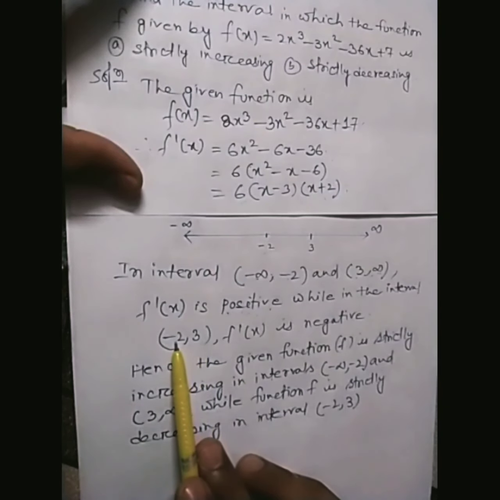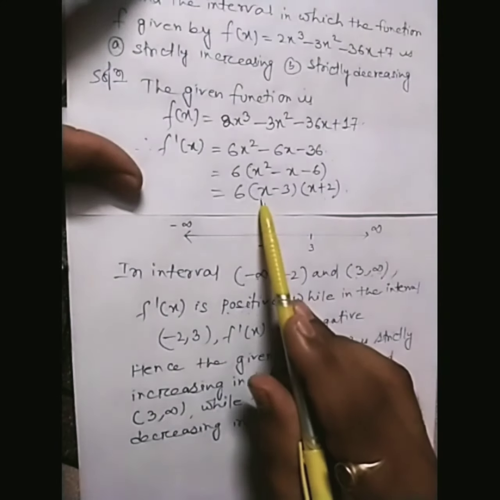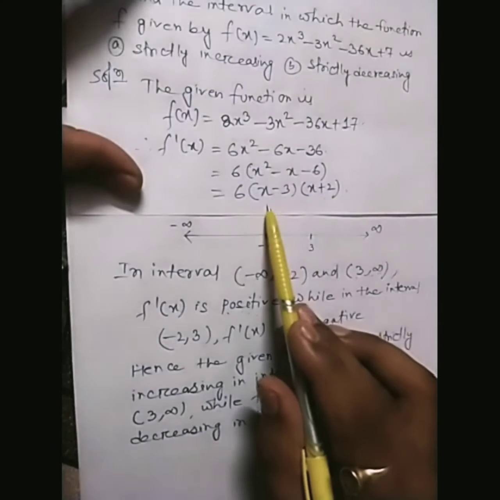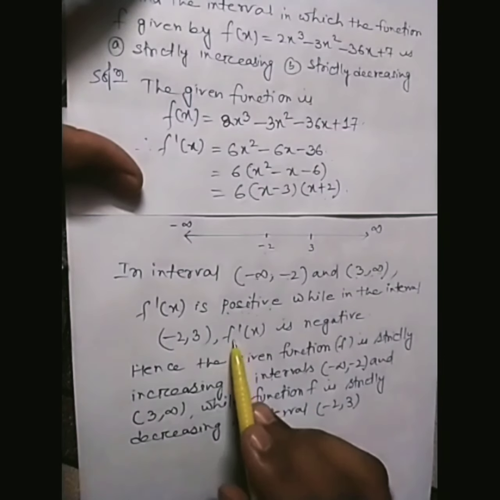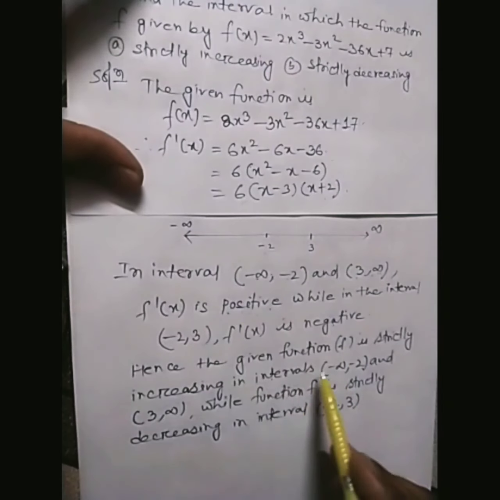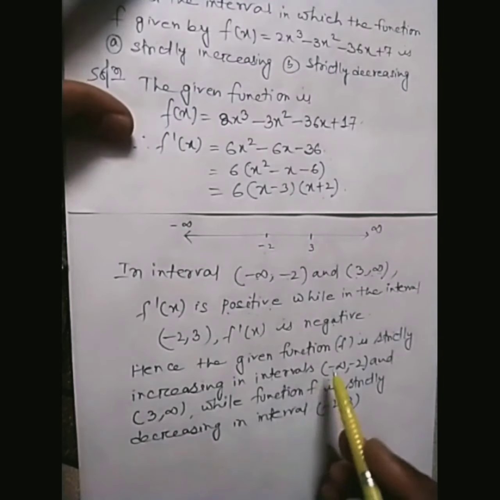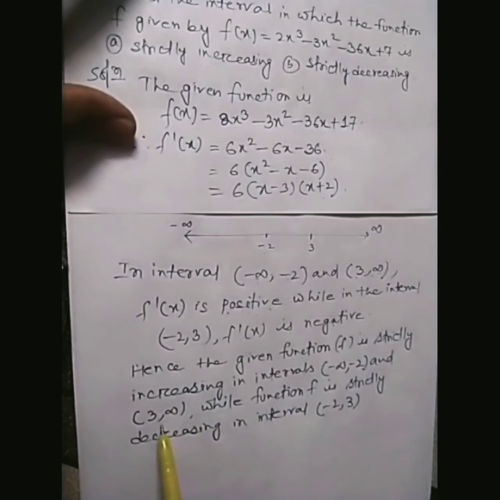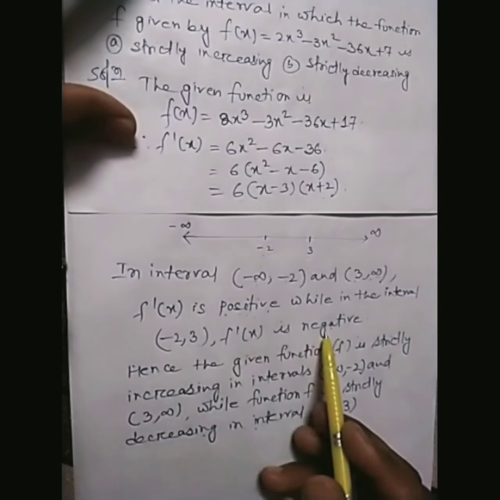Take any number between minus 2 and 3. You can take 0. So 0 minus 3 gives minus 3, and 0 plus 2 gives 2. So this is minus, this is plus, and minus times plus will be minus. So f dash x is negative. Hence the given function f is strictly increasing in the intervals minus infinity comma minus 2 and 3 comma infinity, because f dash x is positive there, while the function f is strictly decreasing in the interval minus 2 comma 3, because f dash x is negative.